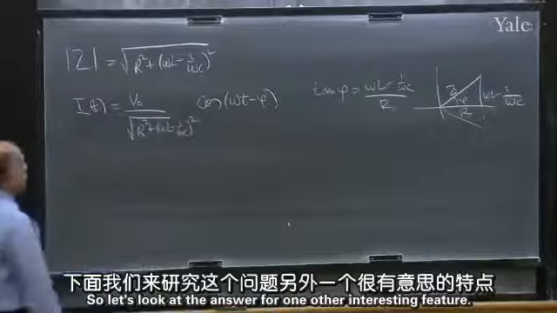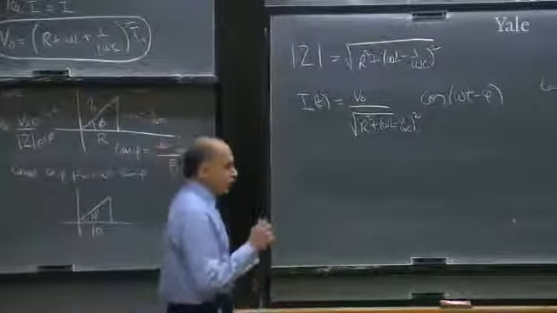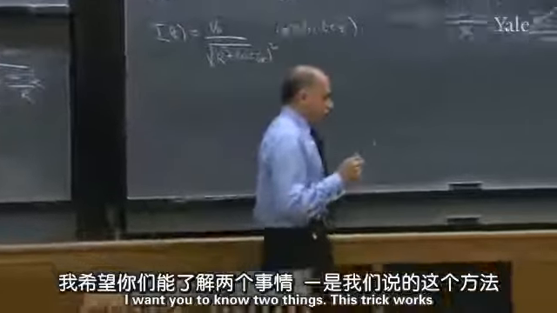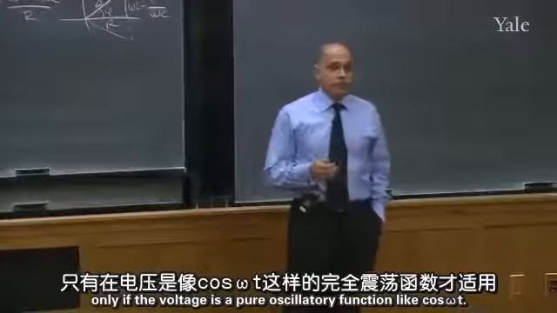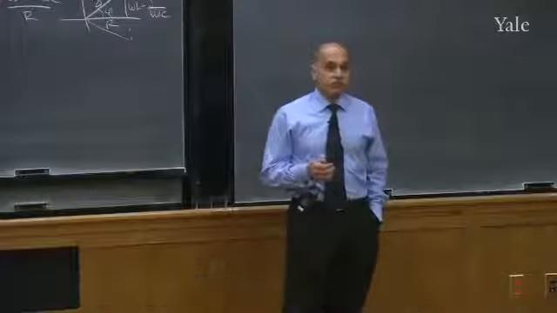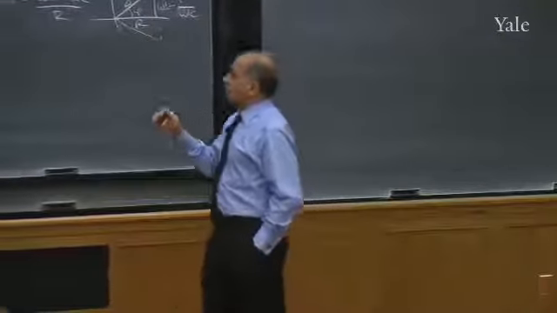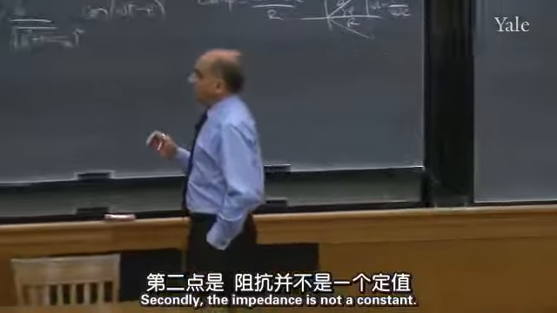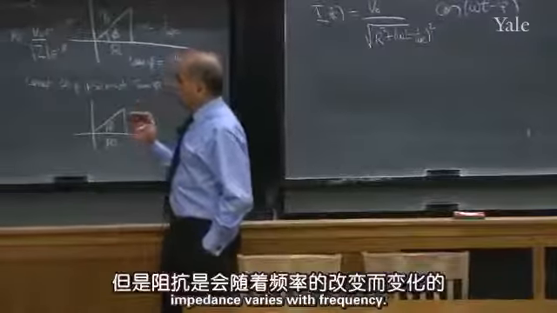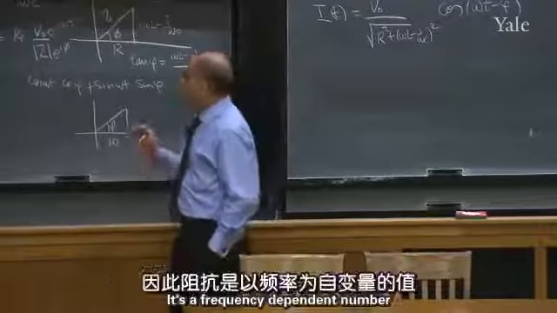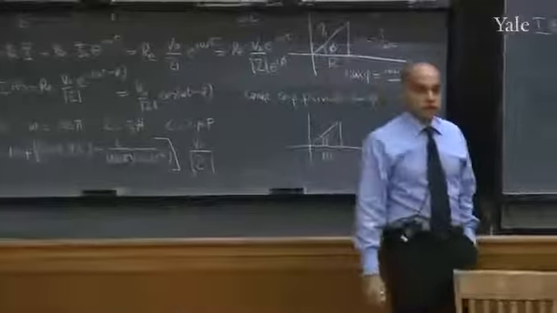So let's look at this answer for one other interesting feature. I want you to know two things. This trick works only if the voltage is a pure oscillatory function like cos omega t. But then you can write it as a real part of e to the i omega t and do this. Secondly, the impedance is not a constant. Whereas the resistance is just 10 ohms, impedance varies with frequency. It's a frequency-dependent number that you divide the voltage by to get the current.